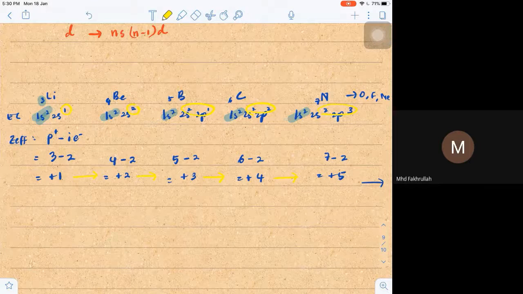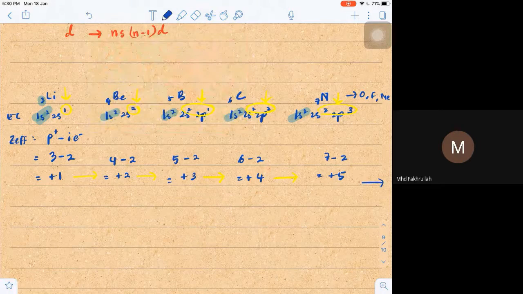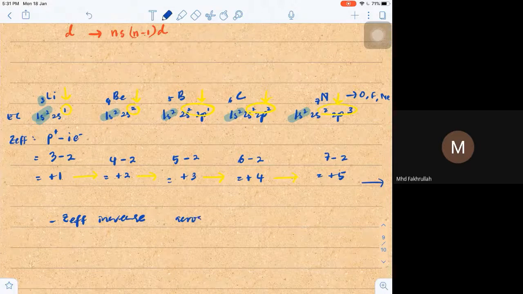Okay, so when the ZEF increases, it means that the valence electrons will experience a stronger attraction towards their nucleus. When they experience a stronger attraction, it will make the electron cloud shrink, pulled towards the nucleus. That is why the size decreases going across a period. Okay, so this is the explanation. ZEF increases across the period.